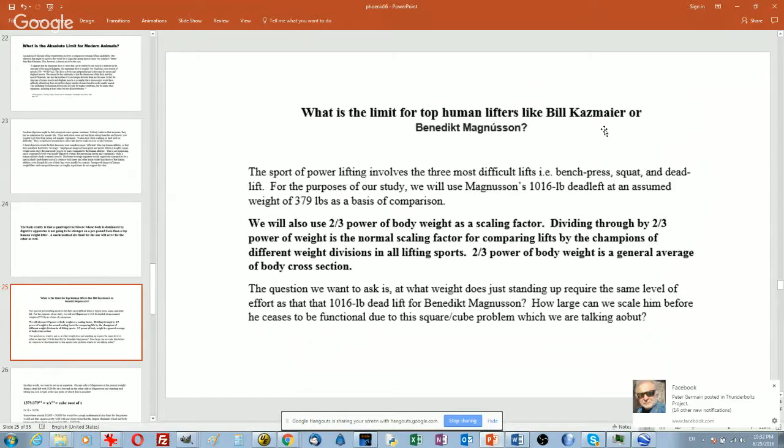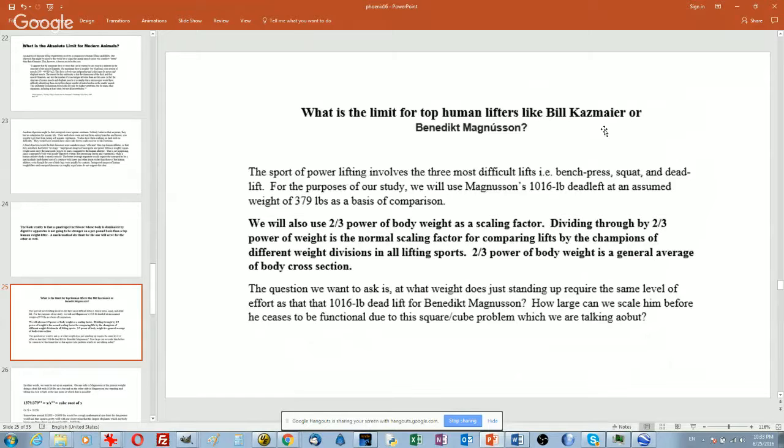And what they'll do is they'll take the 2/3 power of body weight of these champions in the different weight divisions and divide the lift number for the particular event by that 2/3 power. And the numbers all pretty much line up and become the same number roughly. There'll be one that stands out a little bit, and that'll be the guy that just did the best lift.